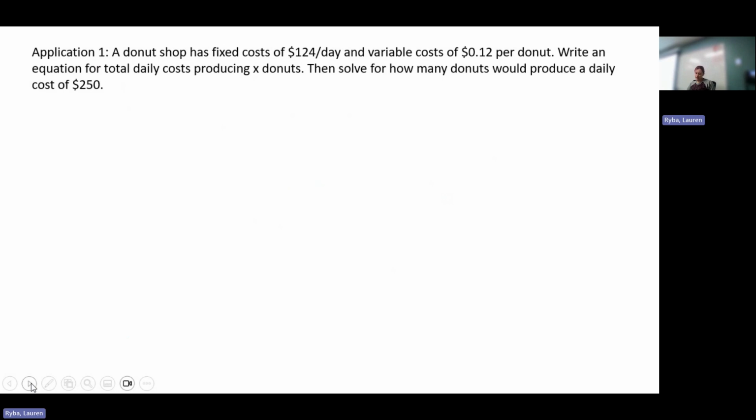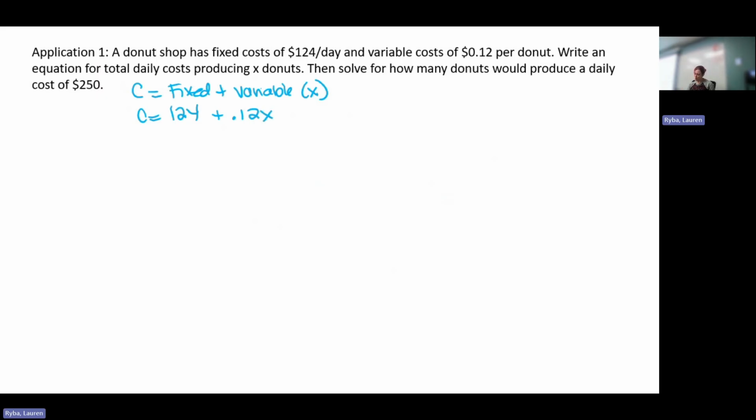All right. It says a donut shop has fixed costs of $124 a day and variable costs of 12 cents per donut. Write an equation for the total daily costs producing x donuts. So I'm going to stop there and we're going to do that part. If you remember, we said the cost equation is fixed plus variable times x. So my cost equation is then going to be 124 plus 12 cents x. Beautiful.